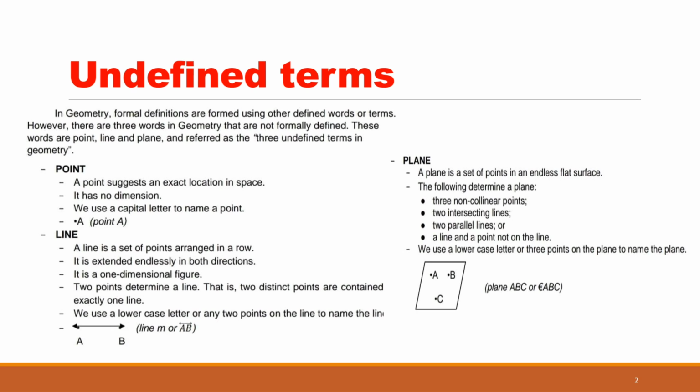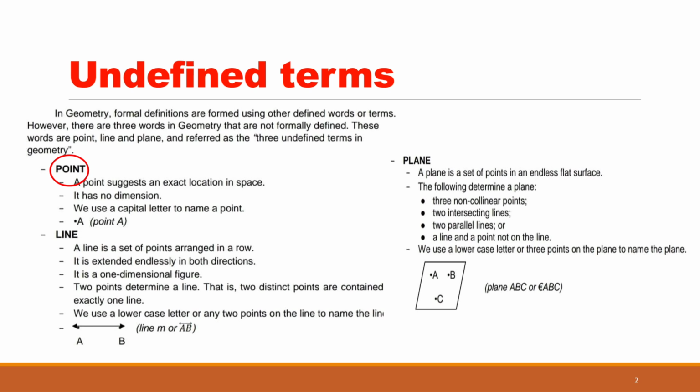In geometry, formal definitions are formed using other defined words or terms. However, there are three words in geometry that are not formally defined. These words are point, line, and plane. So let us differentiate the three. Let's start first with point.